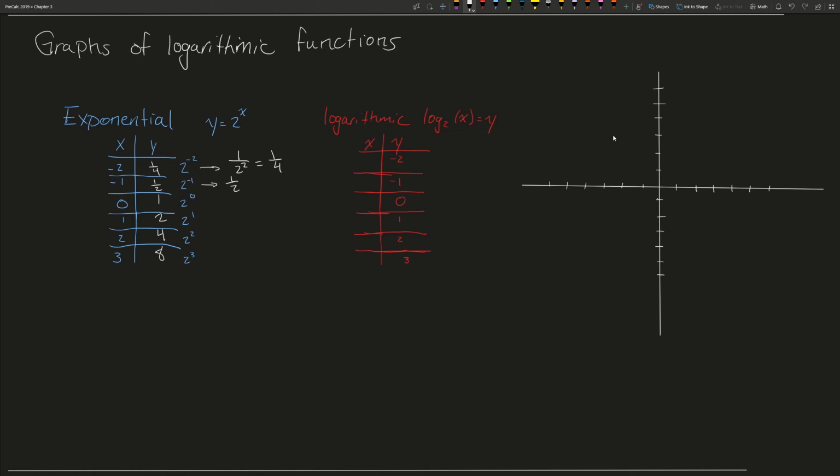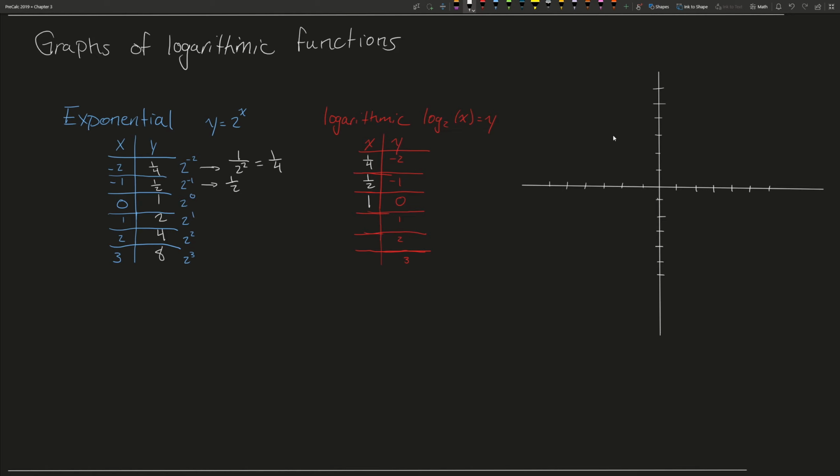Because exponential functions and logarithmic functions are inverses of one another, all we have to do for this set of points is to flip where the x and y are. So in logarithmic functions, our y column is our old x column, and our x column is our old y column. So when we plug in 1/4, we would get negative 2. When we plug in 1/2, we would get negative 1.